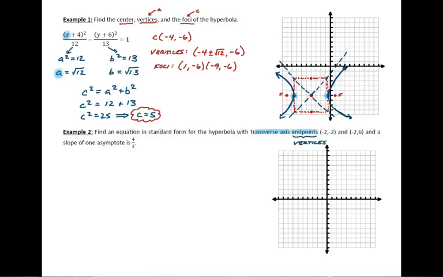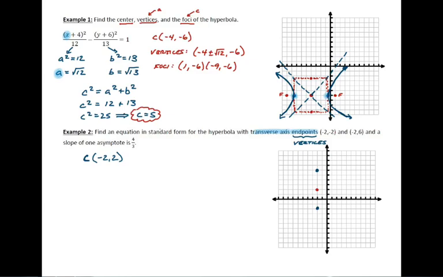Since the transverse axis goes from vertex to vertex, I will plot those, and those will also be my vertices. What that tells me is that if those are the vertices, this hyperbola should open up and down, and then I should be able to find my center, because the center should be exactly in the middle of those two vertices. So my center is -2, 2. I'm going to need that to write my equation.